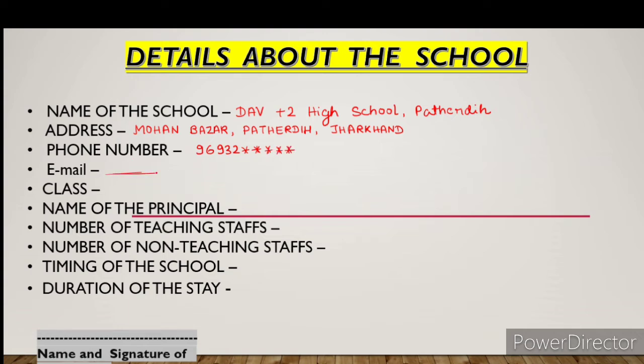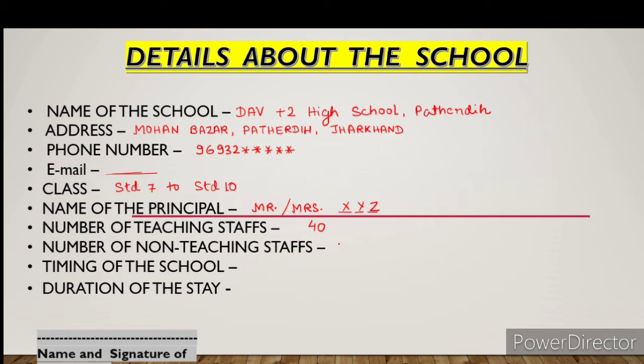The fourth point is the email ID of the school. In class, you have to write up to which class you take your internship class. I took my internship classes from standard 7 to standard 10. Next is the principal of the school. Let it be XYZ. You write the principal's name here. Number of teaching staff: how many teaching staff are present in the school?